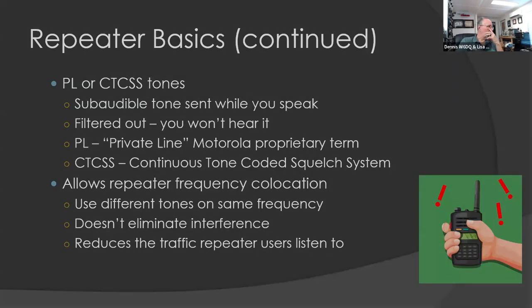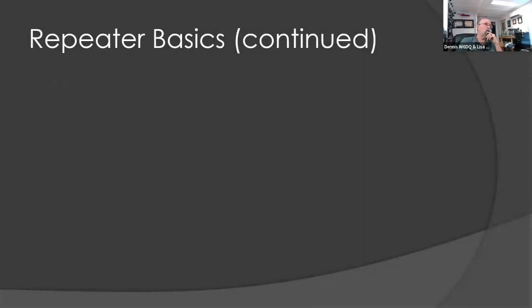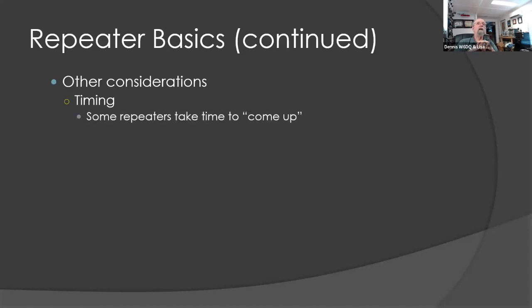Okay. So more on basics on repeaters. I want to continue with that. Some other considerations that you want to think about, and this is an important one also, is timing. Most repeaters take a certain amount of time from the time that you hit the PTT, the push to talk button, until that repeater comes up and is transmitting. It's a delay. And if you start talking as soon as you hit the mic switch, you're going to get cut off because the repeater isn't transmitting yet. It might take a half a second or more for the repeater to come up and be active.